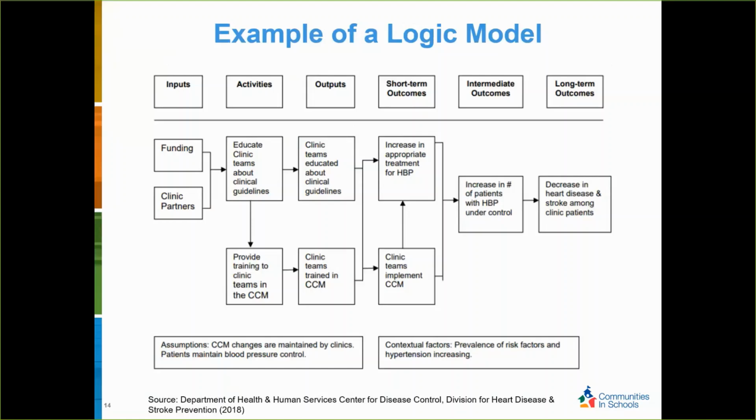So you can see here that one of their assumptions is that the patients involved in their model will maintain their blood pressure control. They also list contextual factors, which here you can see is the prevalence of risk factors and hypertension increasing. And this is a great example of something that is out of control of the creators for this model. This model is overall an excellent example of the detail you can capture within a logic model to ensure that you're considering all the resources, contextual factors, activities, and outcomes that will drive your model forward.